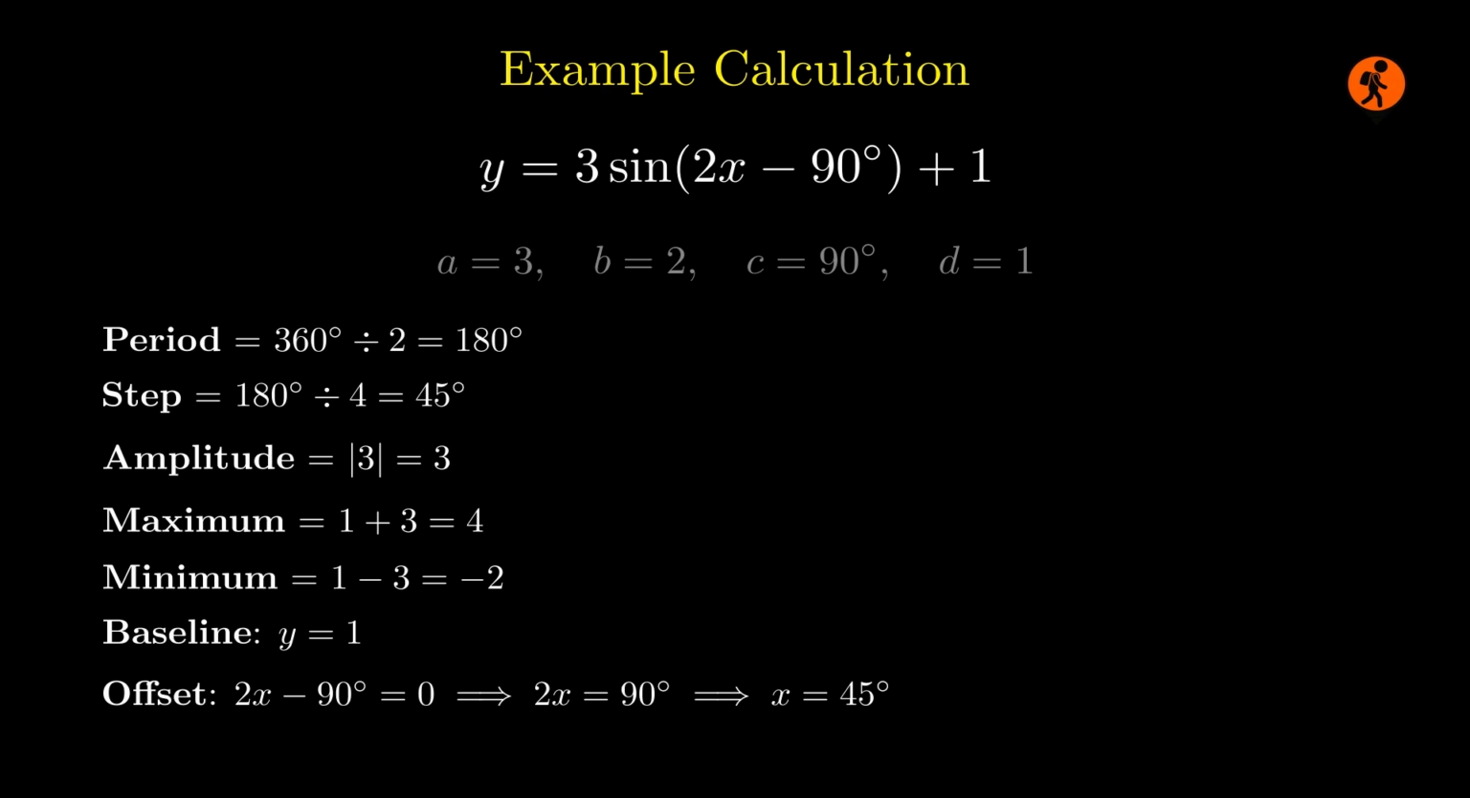And just to verify our amplitude, our maximum of 4 minus our minimum of negative 2 gives us 6. Divide that by 2, and we get an amplitude of 3, which perfectly matches our earlier calculation. I wonder, can you sketch this graph?